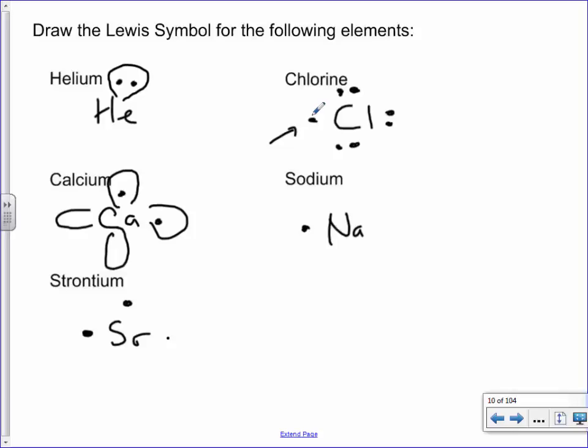As crazy as this seems, people only started figuring this out about 100 years ago. That's what I love about chemistry. It's like we are still learning about this. 100 years ago, we were starting to figure this out for the first time.